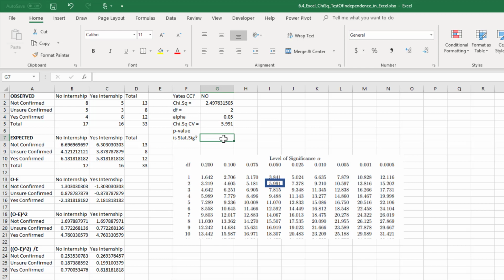Is the chi-square statistic we obtained, rounded about 2.5, larger than our chi-square critical value of 5.99? No, it is not. So we are not statistically significant. I also had a little entry there for our p-value.